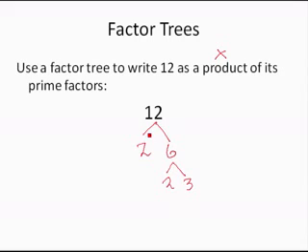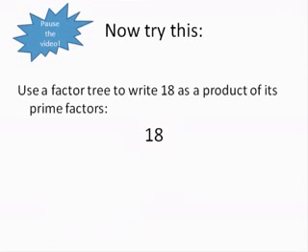Okay, now the prime factors of 12 are these numbers at the ends of the branches. And these are the ones we use now to write 12 as a product of its prime factors. It's as simple as this. Multiply together all the prime numbers at the ends of the branches. Now pause the video and try this exercise.